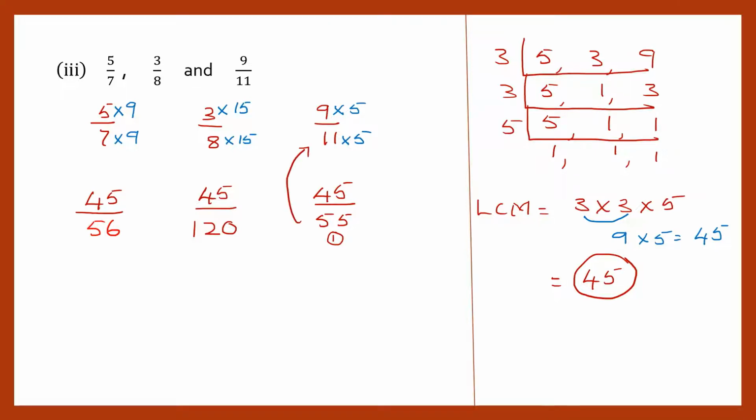So 9 by 11 is greater than, now look at the other two fractions. The denominators are 56 and 120. The smallest denominator makes the greatest fraction. So 56 will come second. That means 5 by 7 is greater than the last one, which is 3 by 8. This was easy, isn't it? With 45 as the numerator. Let's go on to the next one.